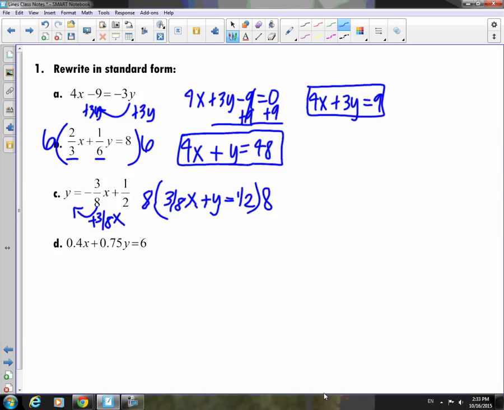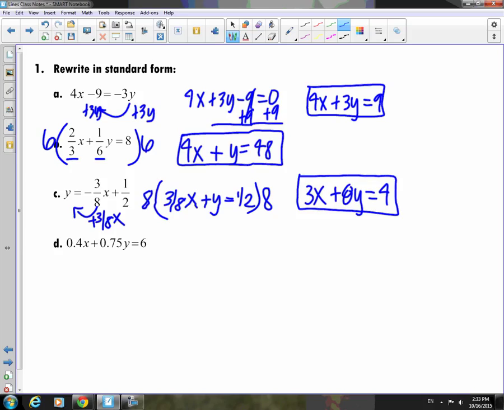So I'm going to multiply both sides of the equation by 8. So 8 times 3/8 is 3. So I've got 3x plus 8 times 1 is just 8, so plus 8y. And 8 times 1/2 is 4. So 3x plus 8y equals 4 is my final answer.